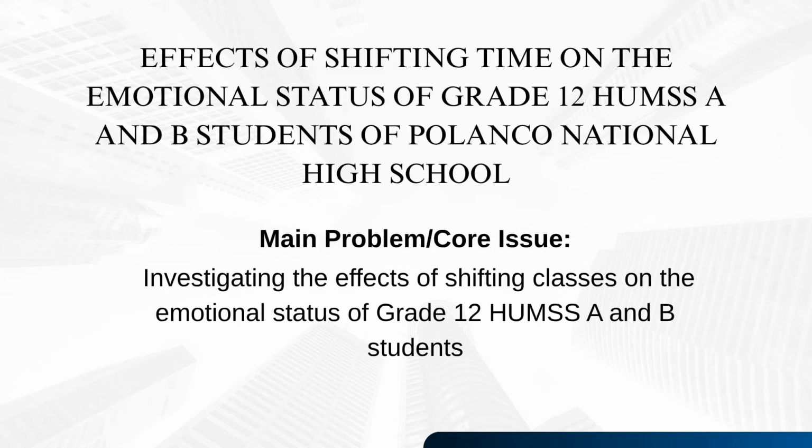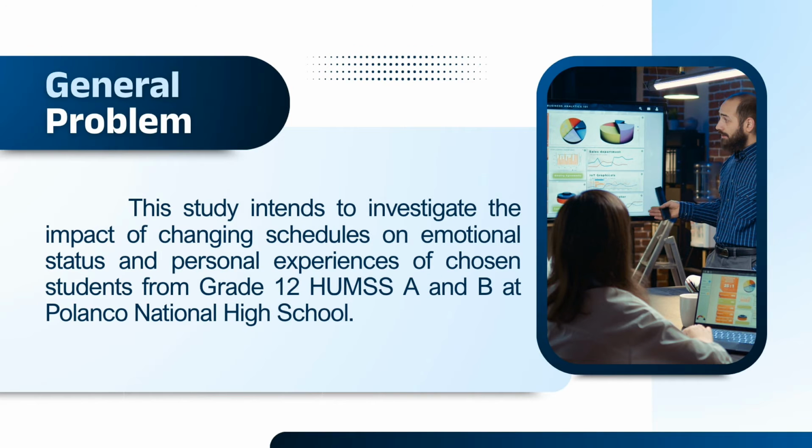Now, with this research problem, I can craft the first part of the SOP, the general problem. As I said earlier, it states the main problem or issue involved in the research. So this is how I write my general problem. This study intends to investigate the impact of changing schedules on the emotional status and personal experiences of chosen students from grade 12 UMC and B at Polanco National High School. So now we already have the general problem. Let us now proceed in creating the specific problem that contains research questions.